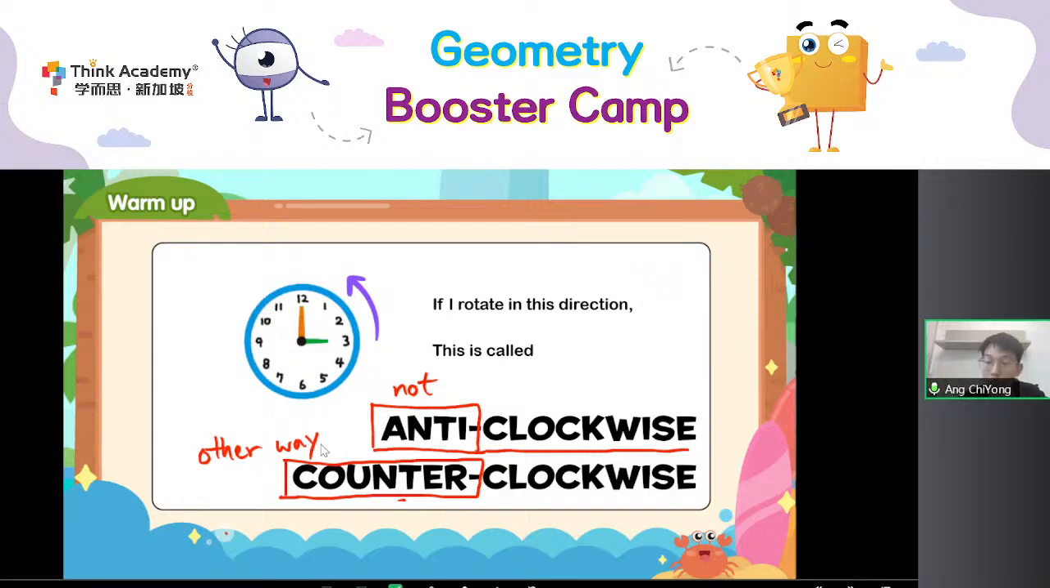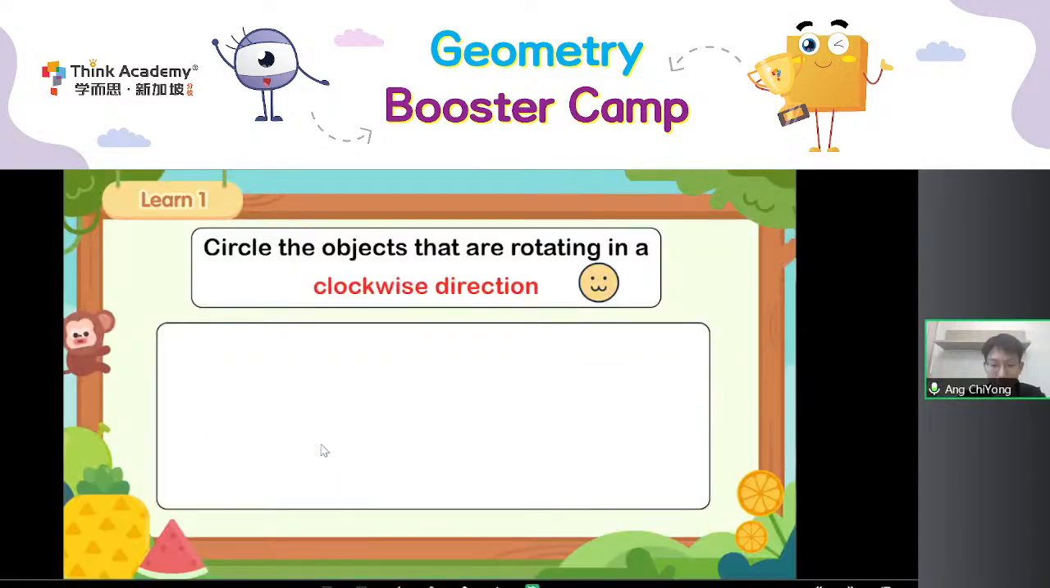Now, the first thing we're going to do this lesson is to find out how the objects are spinning or rotating. Let's take a look at this one. This is on your worksheet. Now, the first thing we see is, what's this thing called? This is called a baseball. Now, this baseball is spinning, right? How do you know? Because there's this arrow over here. Okay? And how do we know whether it's clockwise or not?